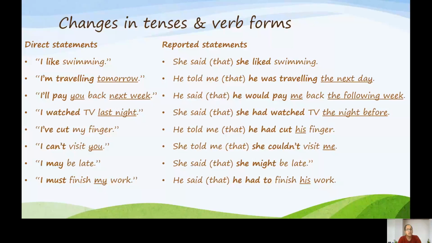And don't touch this. This is an instruction telling us what to do or what not to do. So when we report it, we say, she told me not to touch that. This becomes that. If it were a positive instruction, for example, touch this, we would report it as she told me to touch that.